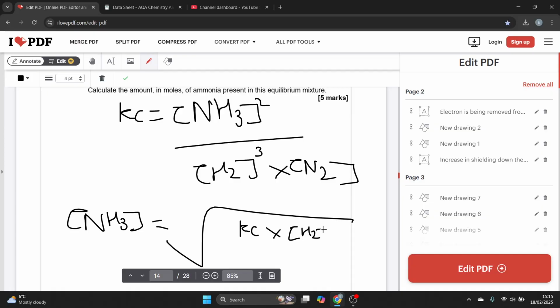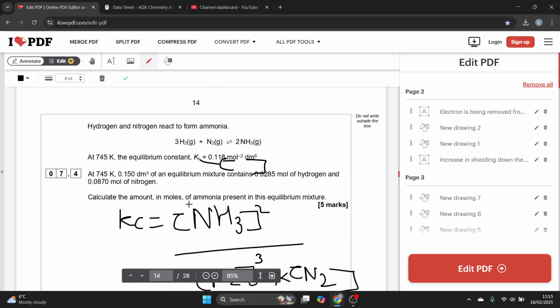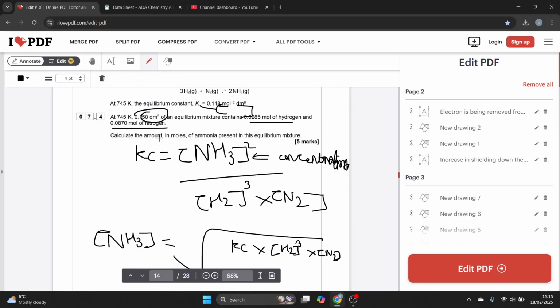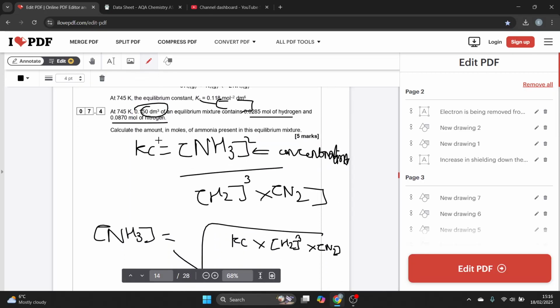hydrogen cubed times by nitrogen. Now I know the equilibrium moles, I know the volume, and obviously the square brackets represent the concentrations. So I'm just going to substitute it on my calculator. Obviously in the exam, show your working, but this is just a walkthrough video on how you do it.